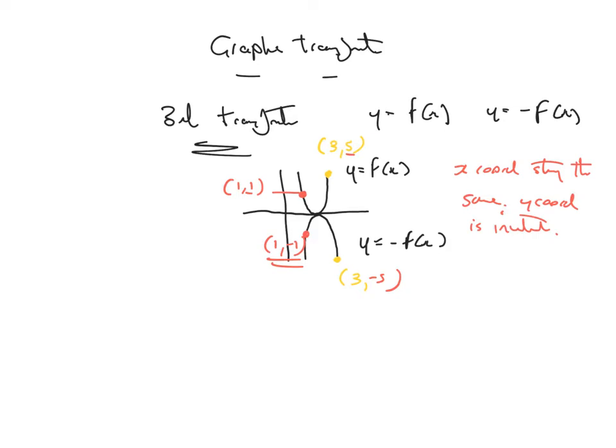Now the other crucial thing is the shape of the curve. The curve will be the same shape, but it's just been reflected across the x-axis. So it's not so much been turned upside down as reflected across this line here, which is the x-axis. And that's what happens when you transform y equals f of x to y equals minus f of x.